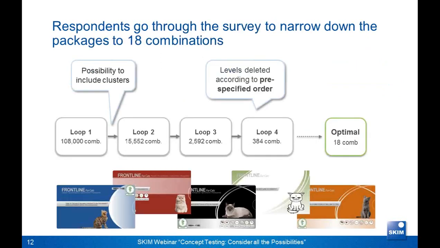This is just to give you an idea how the algorithm works. Respondents who take part in the survey have to answer purchase intent rating questions, and each loop, each new batch of consumers helps to reduce the number of possible designs. So we start from 100,000 plus, and we arrive at 18 optimal designs at the very end.